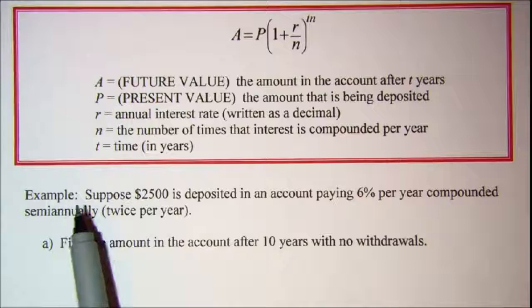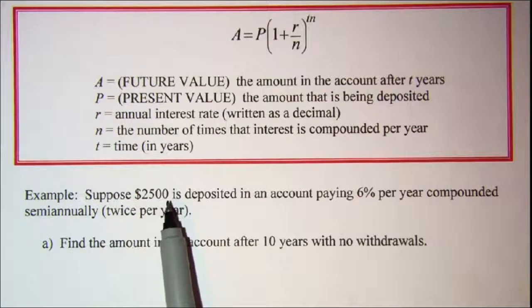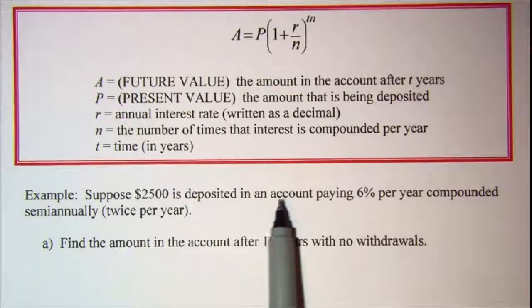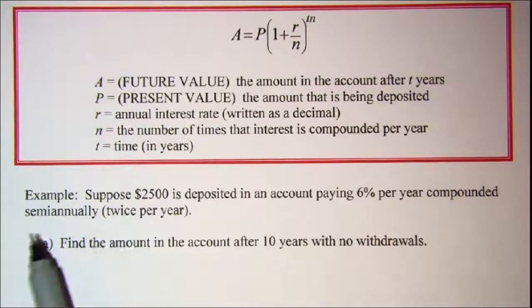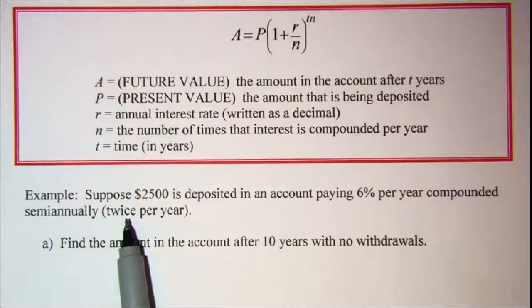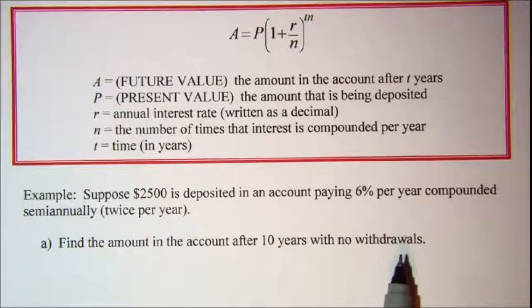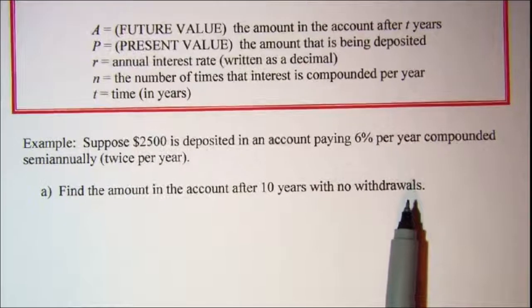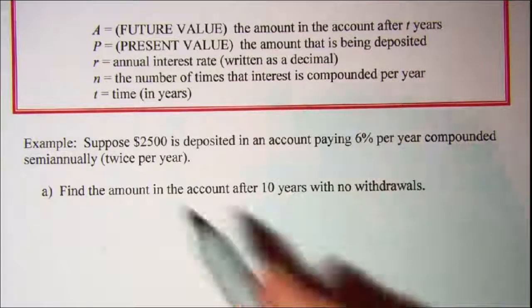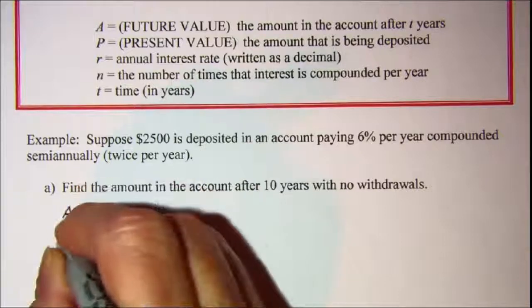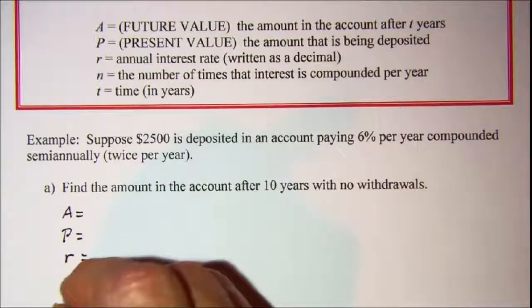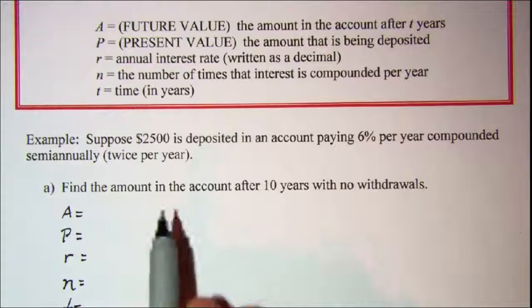So our problem is, suppose $2,500 is deposited in an account paying 6% per year, compounded semi-annually, which is twice per year. Find the amount in the account after 10 years with no withdrawals. So the first thing that I like to do is write the variables that I'll be needing. So I have A, P, R, N, and T.